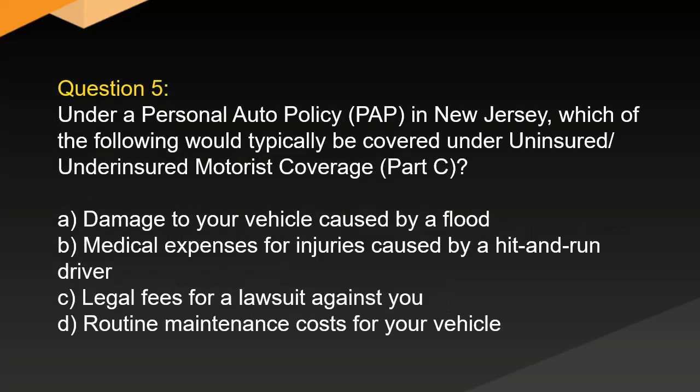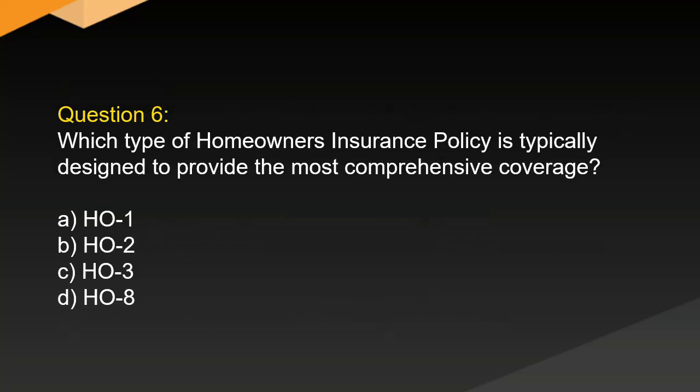Question 5. Under a personal auto policy, PAP, in New Jersey, which of the following would typically be covered under uninsured and underinsured motorist coverage? A. Damage to your vehicle caused by a flood. B. Medical expenses for injuries caused by a hit-and-run driver. C. Legal fees for a lawsuit against you. D. Routine maintenance costs for your vehicle.